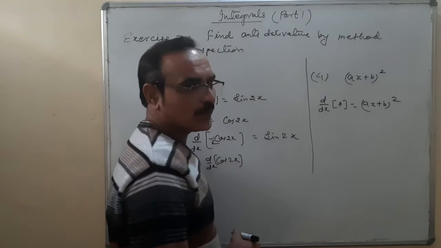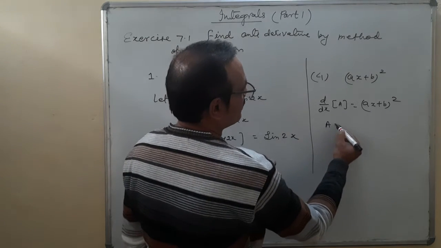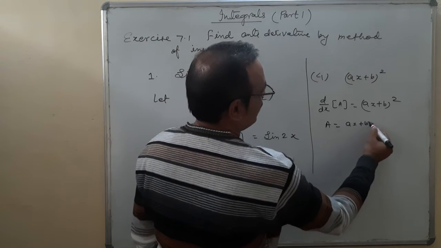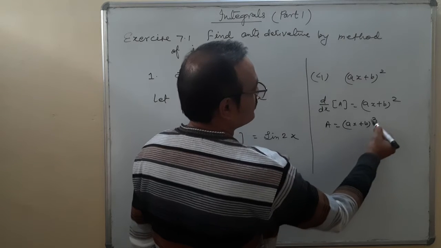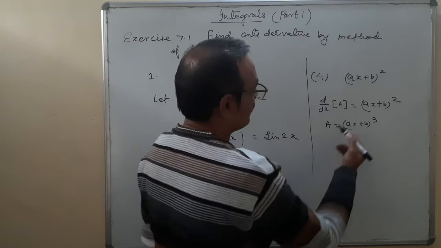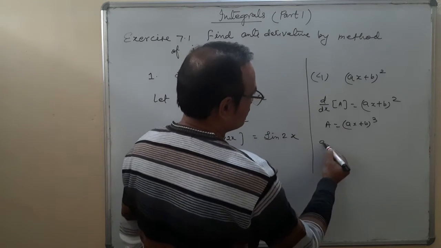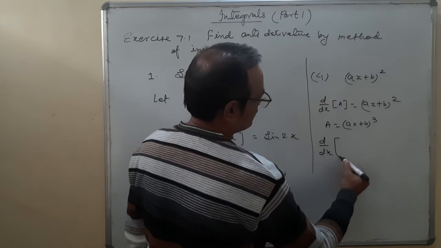How to make here whole square? That means a should be taken: (ax plus b) cube, 3(ax plus b) whole square. Okay, for balancing this 3, what should be done? Okay, so now we'll try to adjust it.